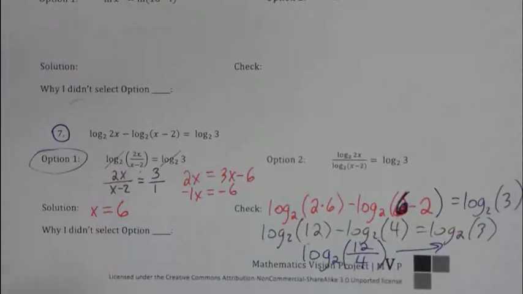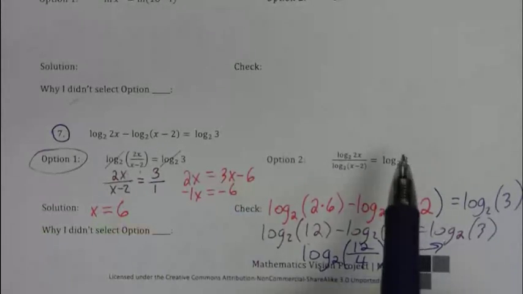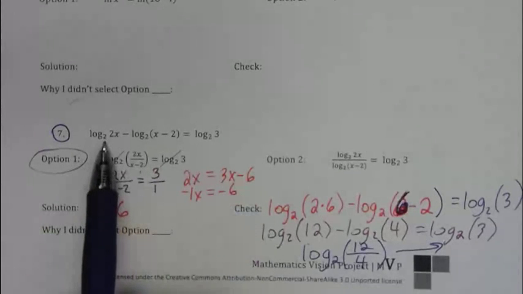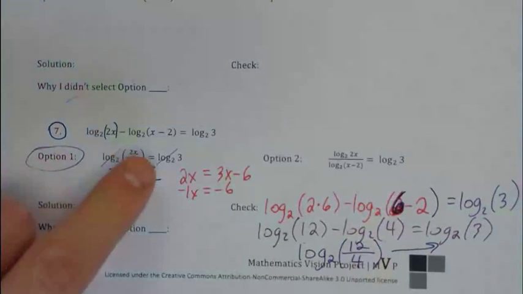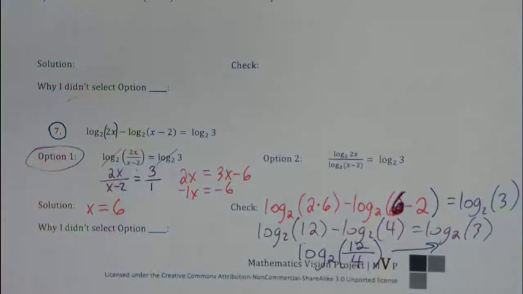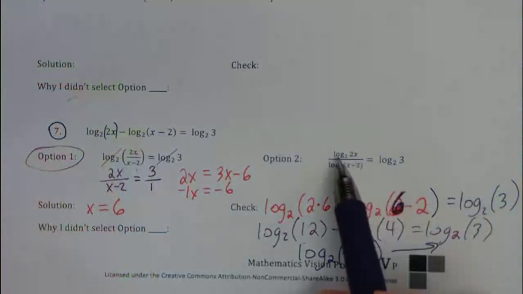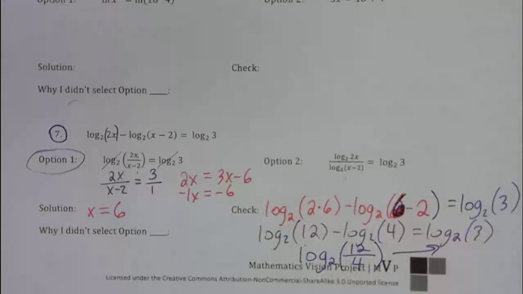So I didn't choose option 2 in this case. When you are subtracting two logarithms that have the same base, you're supposed to divide what's inside of the inputs, like dividing 2x by x minus 2 like we did in option 1. But in option 2, we're dividing two whole logarithms, which is not how our logarithm properties are supposed to work. And that's why option 2 would be the wrong choice.